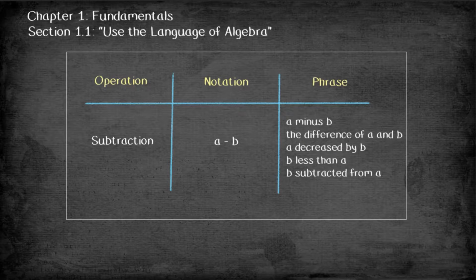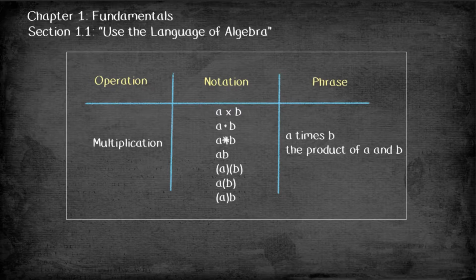For subtraction, denoted here with an A, a dash, and a B, the phrases that mean subtraction are A minus B, and that's typically how we read that expression in the middle, the difference of A and B, A decreased by B, B less than A, and B subtracted from A.